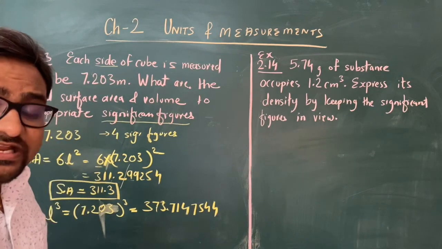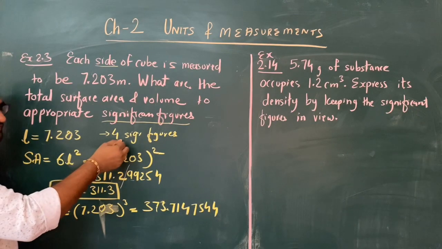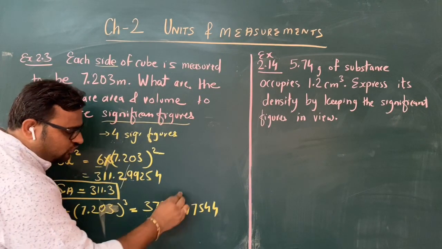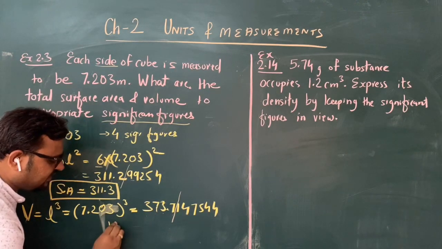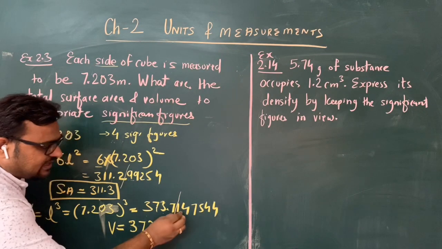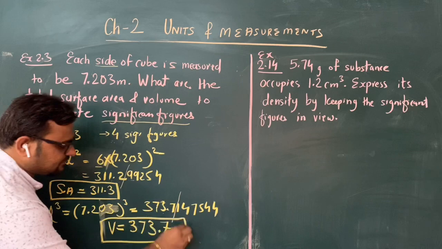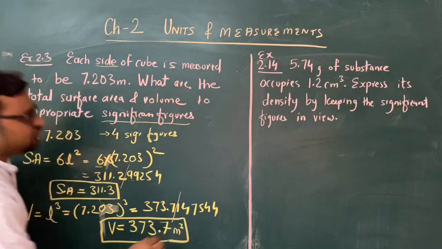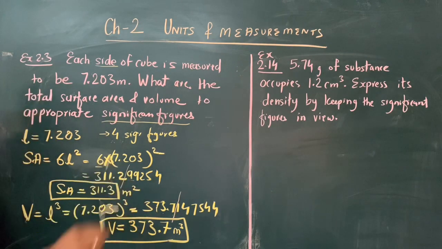Okay, now up to the correct significant figures. How many? Four. There is only one measured quantity here, and it's four significant figures. So it will be one, two, three, four. Okay, I need to split. I need to make a round figure. So V is equal to 373.7. As it is less than 5, I will put it as it is. Meter cube. Is it given in meter? Yes. And this will be meter square. Okay. So this was example number 2.3. So just note it down.